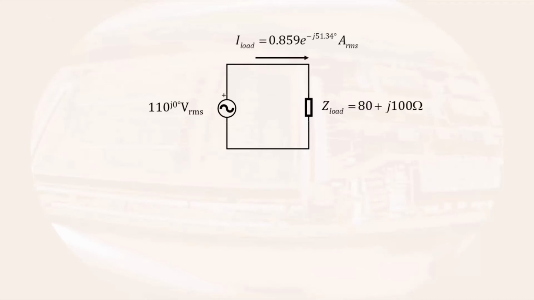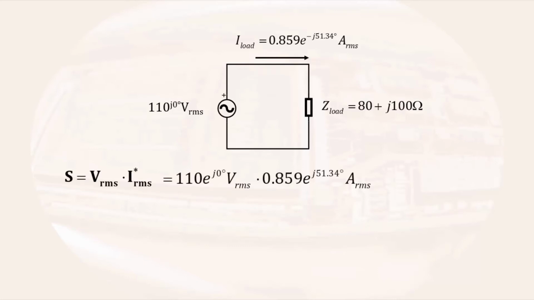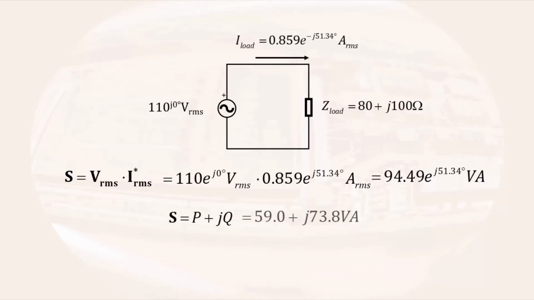The current through the load can be determined using Ohm's law. Since our voltage was an RMS value, the current is an RMS value. The complex power is determined by the RMS voltage times the complex conjugate of the RMS current. This results in a complex power of 94.49 e to the j 51.34 degrees volt amps, or to express the power in rectangular form, 59 plus j73.8 volt amps.